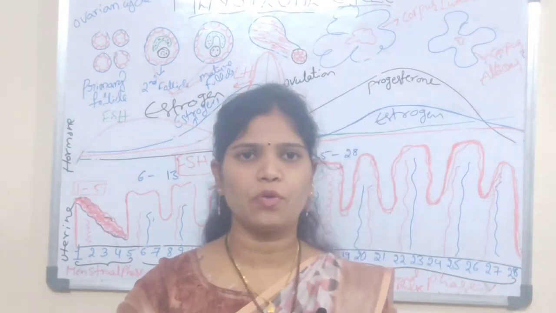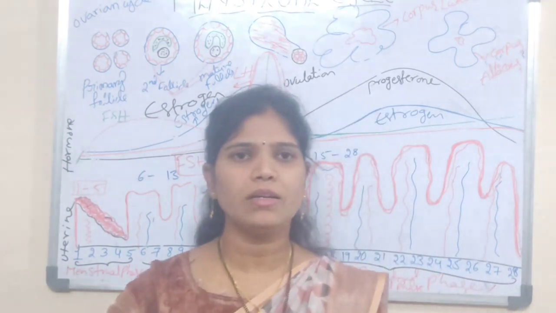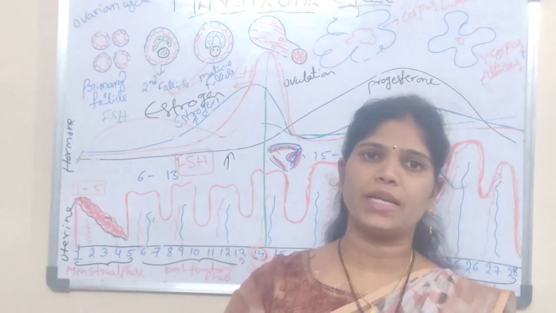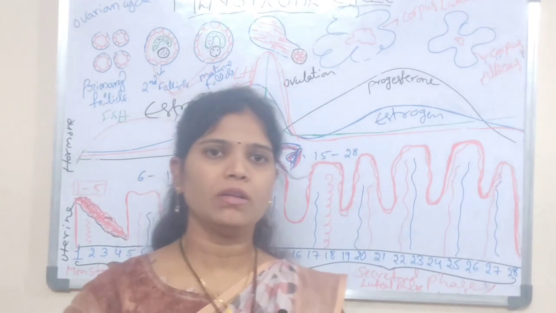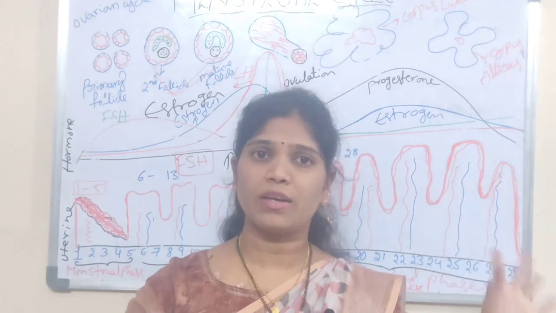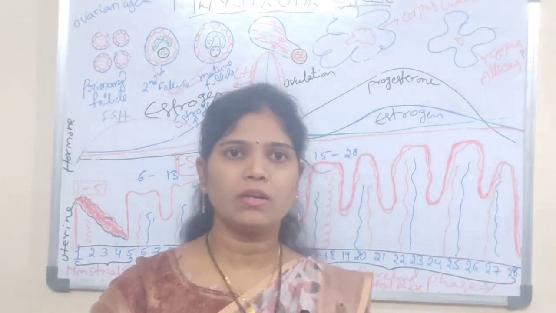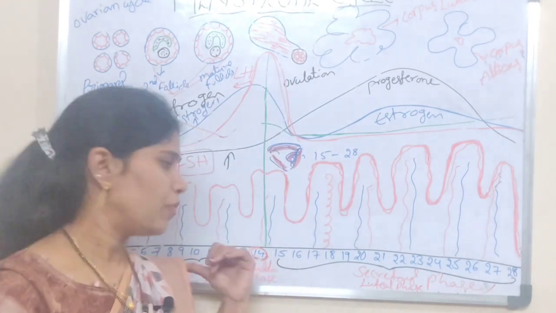In this menstrual cycle, there are 4 phases: menstrual phase, proliferatory phase, ovulatory phase and secretory phase. The menstrual phase, as I told, takes place from day 1 to 5. In this phase, the endometrial layers, blood vessels from the endometrium, and the secondary oocyte come out like a menstrual flow. And the second phase is called the proliferatory phase.